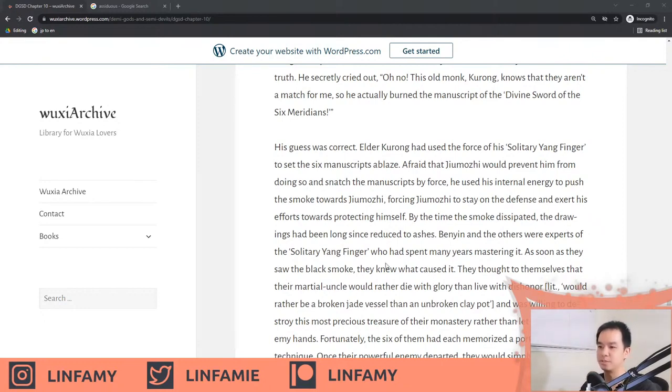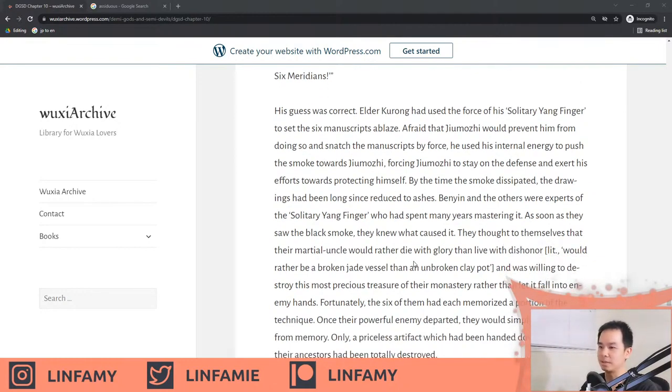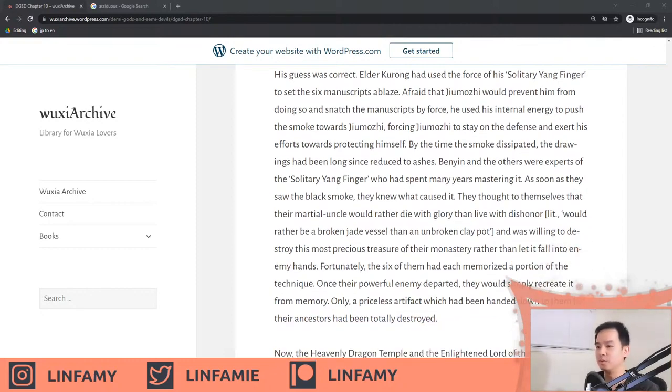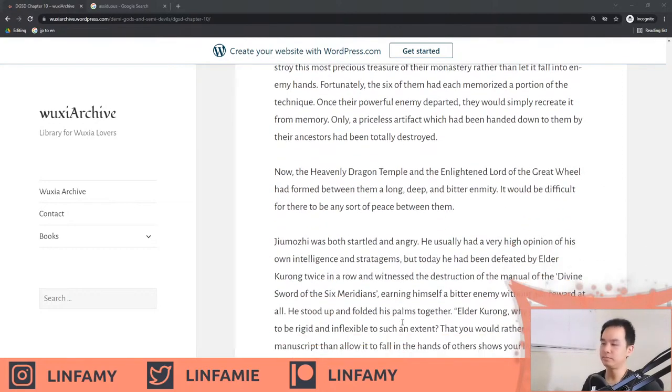Bun Yin and the others were experts of the Yi-Yang finger, who had spent many years mastering it. As soon as they saw the black smoke, they knew what caused it. They thought to themselves that their martial uncle would rather die with glory than live with dishonor, and was willing to destroy this most precious treasure of their monastery rather than let it fall into enemy hands. Fortunately, the 6 of them had each memorized a portion of the technique. Once their powerful enemy departed, they would simply recreate it from memory. Only a priceless artifact, which had been handed down to them by their ancestors, had been totally destroyed.